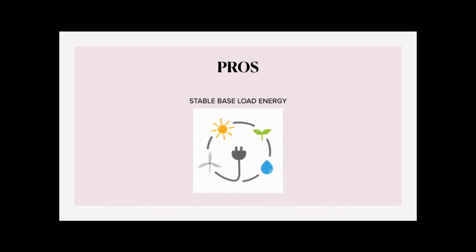Third is the stable base load energy. Nuclear power plants provide a stable base load of energy, which means it can ideally be used in conjunction with other forms of renewable energy. For example, when the wind is blowing, nuclear plants can adjust energy output to be lower. Conversely, when the wind is not blowing and greater energy is needed, nuclear energy can be adjusted to compensate for the lack of wind or solar generated power.